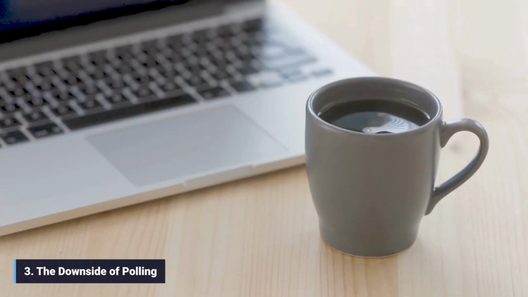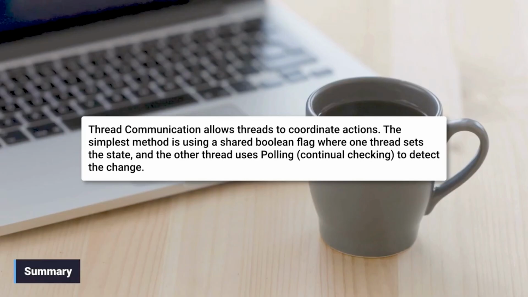3. The downside of polling. While simple, polling is inefficient. The worker thread spends valuable CPU cycles repeatedly checking the shared flag, even when the flag hasn't changed. If the task is long, the shutdown will be delayed until the task finishes. If the check is too frequent, it wastes resources. If it is too infrequent, the thread responds slowly to the signal.